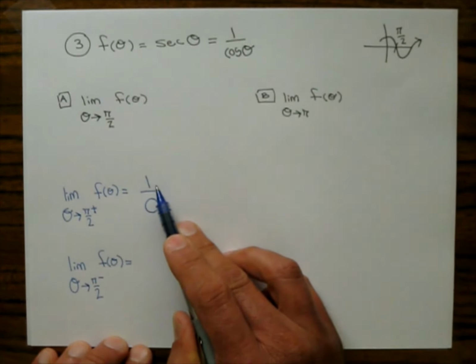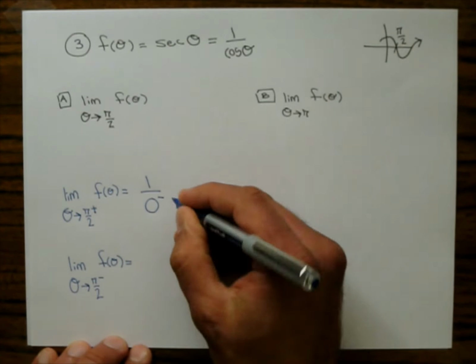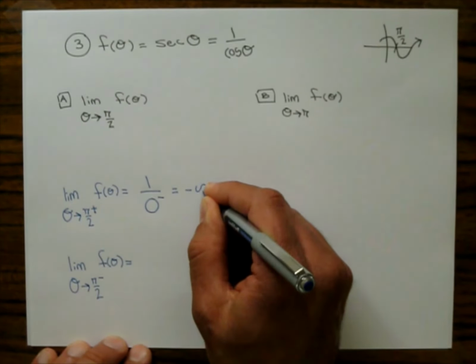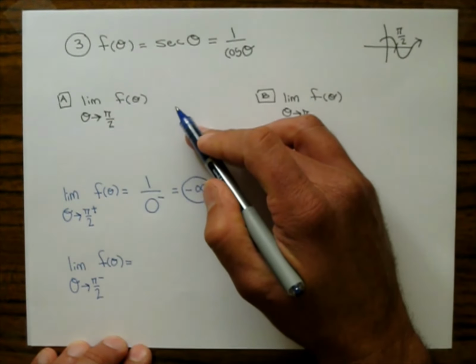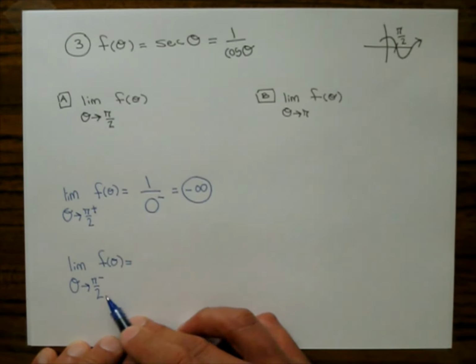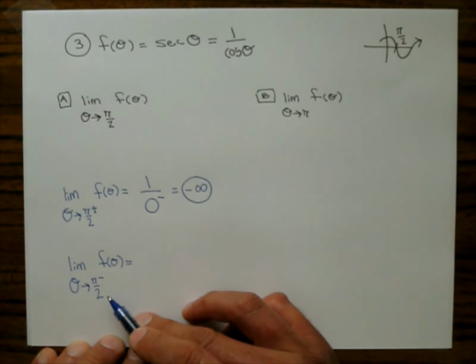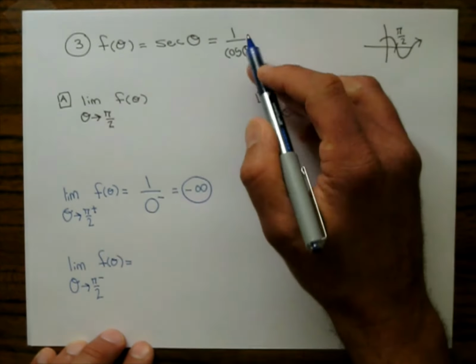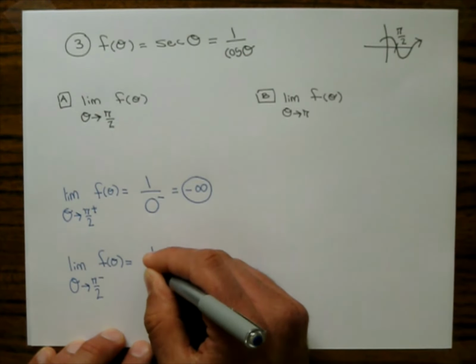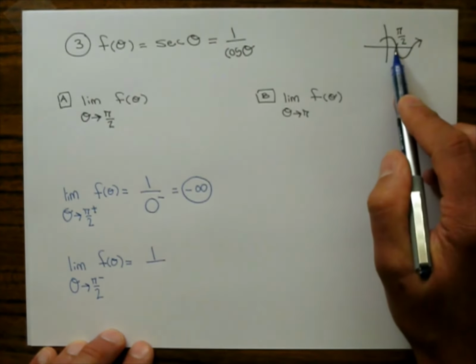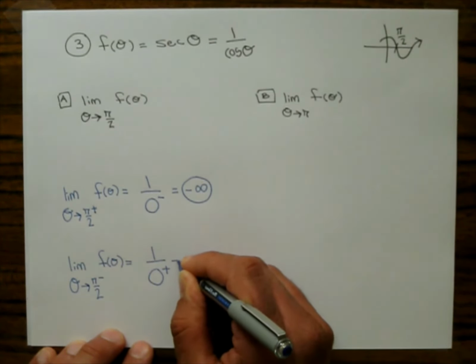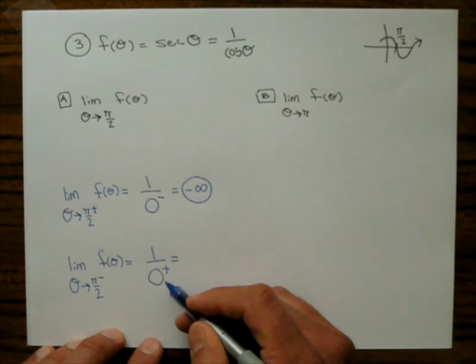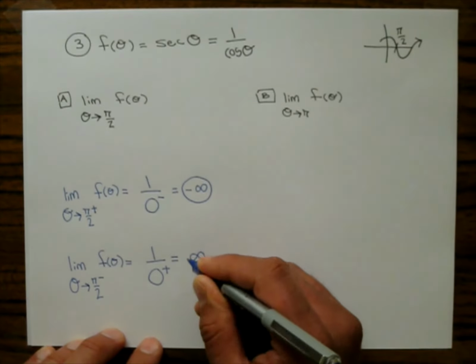And when I have a positive 1 over a very small negative number, this gives me negative infinity. It's not my final answer. I'm using these to analyze this one. And now when I have the one down here, I'm approaching pi halves from the left, and I'm looking at the 1 over cosine. I have 1 over cosine pi halves is 0, but a little to the left would be a positive y value. It's a very small positive y value, which gives me 1 over a very small positive value, which is infinity.